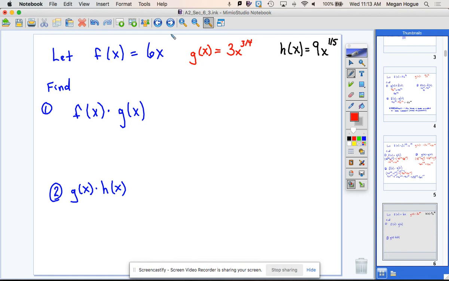Same idea. For number one, we've got f of x times g of x. We're going to plug in f of x, which is 6x, and g of x, which is 3x to the 3/4. You have options here. You can keep the dot like they do. When I actually go to plug in the functions, I like to use parentheses, but it's your choice, personal preference. So you can keep the dot like they do when they use the function notation, or I move on and use parentheses.